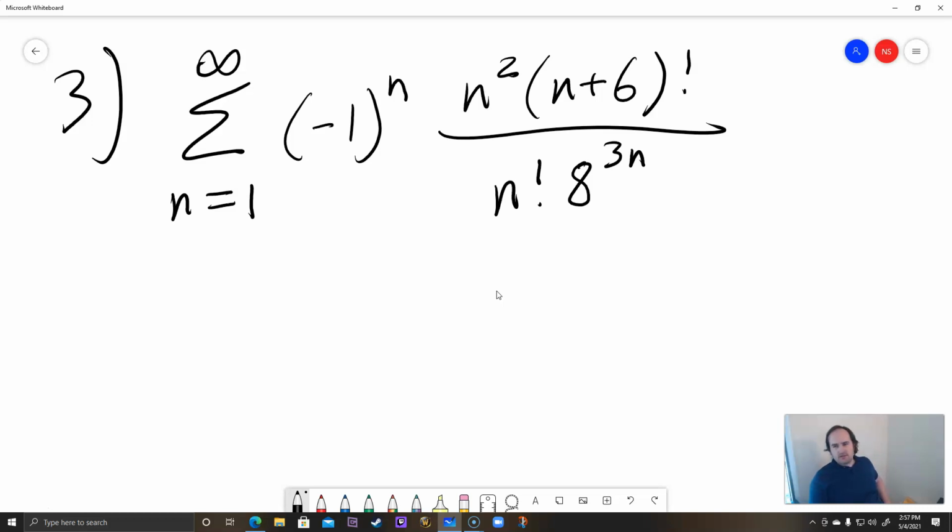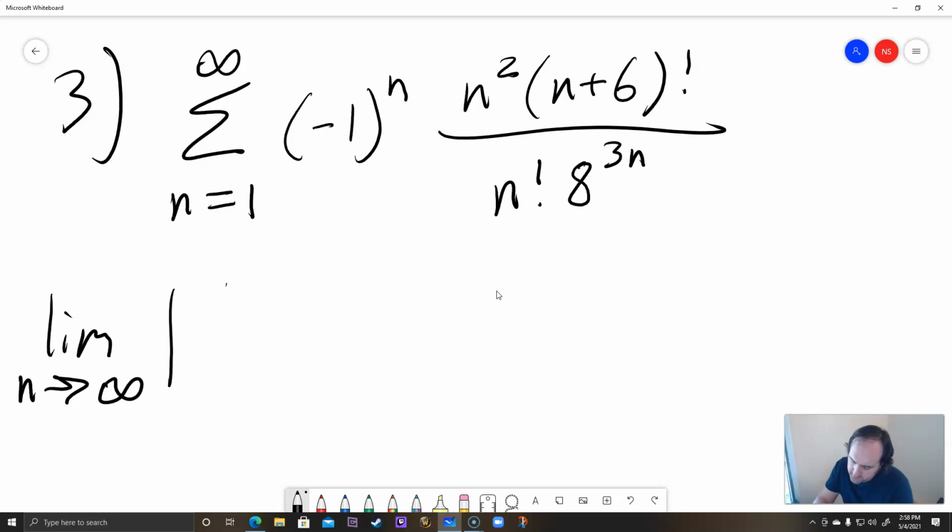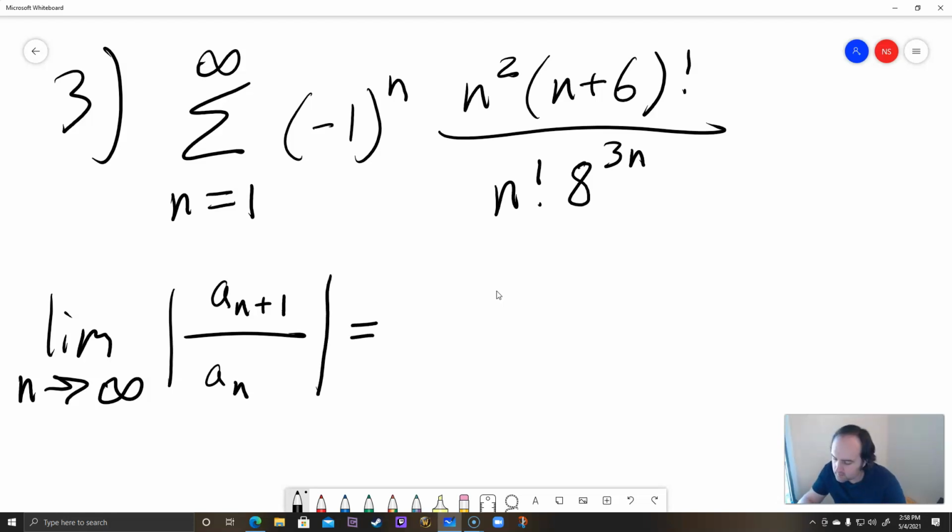So this one is challenging just because it has so much going on. But we're still going to be using the ratio test. So we're still going to do the limit as n goes to infinity of the absolute value of a sub n plus 1 over a sub n. It's just here there's going to be a lot of stuff that we have to work with.